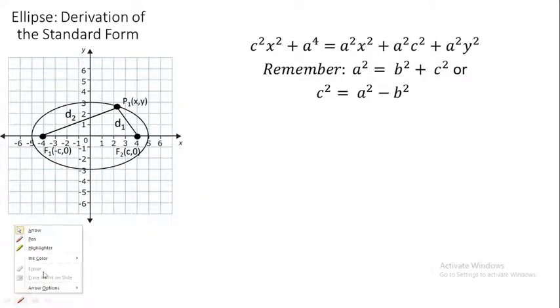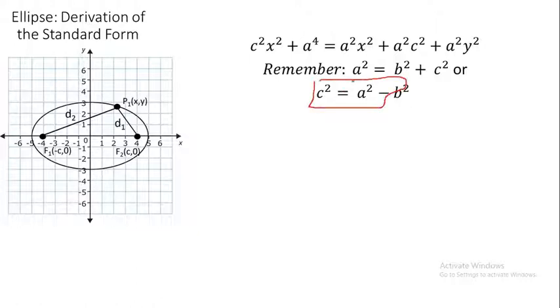Remember the relationship between a, b, and c? Now, using that, we can derive a formula. We substitute c squared throughout with a squared minus b squared.